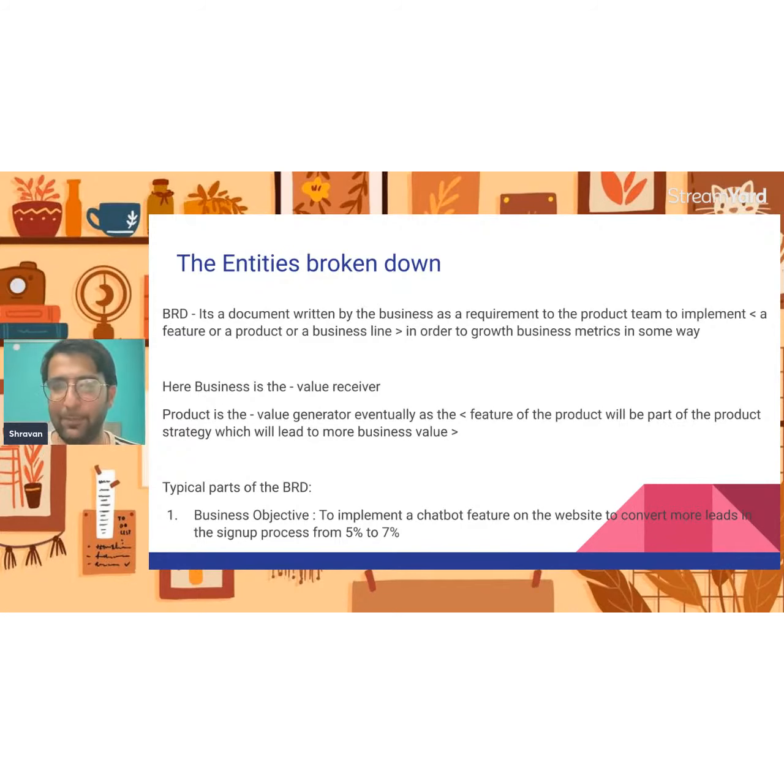Like you see a typical BRD here to implement a chatbot feature, which is not, it's just a suggestion. So on the website to convert more leads and improve the conversion from 5% to 7%. So in a business requirement document, because product is so Pankaj, product is a value generator because they are implementing the feature. They are eventually going to make that across, right?